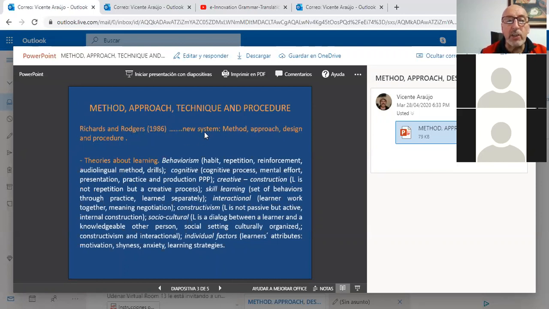Let's continue with this new system proposed by Richards and Rogers. Now we have theories about learning. How do people learn? That's another difficult phenomenon to explain. There's not just one theory about this. How do people learn things? How do people learn a language?